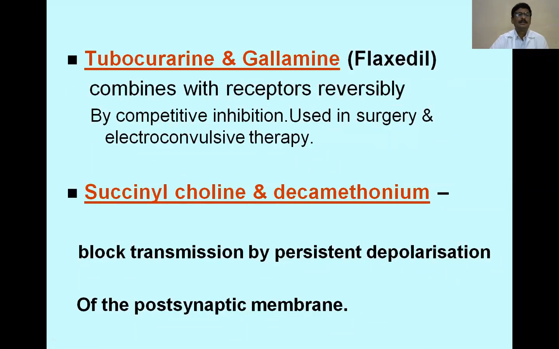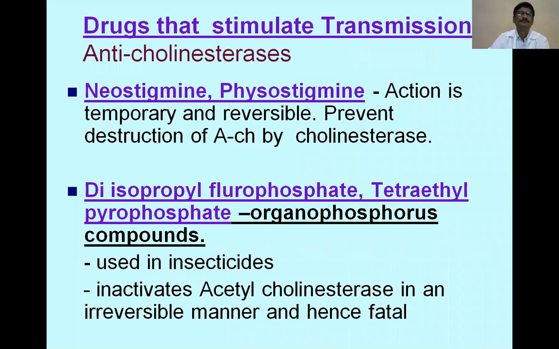Now, the other drugs, like nicotinium, also block transmission by persistent depolarization. Once the muscle is persistently depolarized, there will be a blockade of the neuromuscular junction. So that's another group of drugs. They mimic the action of acetylcholine, thereby causing persistent depolarization, because they cannot be cleaved by acetylcholine esterase.